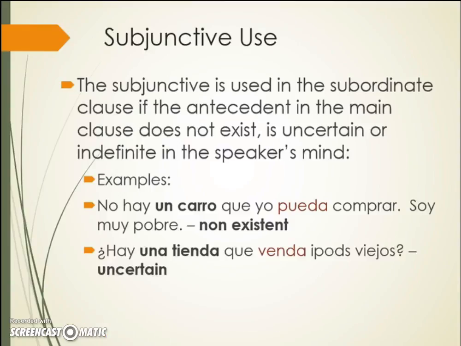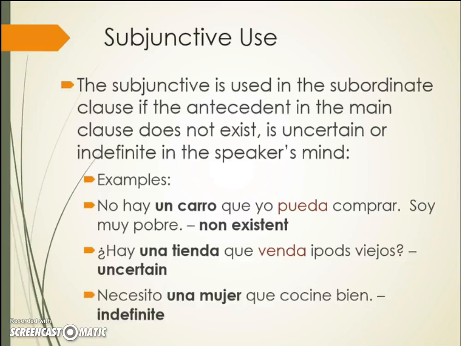Another example is a question, an uncertain question. Hay una tienda que venda iPods viejos. Is there a store that sells old iPods? I'm uncertain if that store exists or not, and so the selling of the old iPods also is not certain. Therefore it has to be handled by the subjunctive.